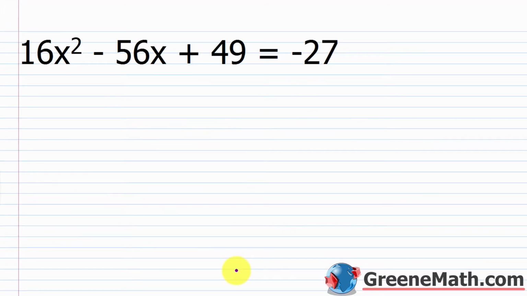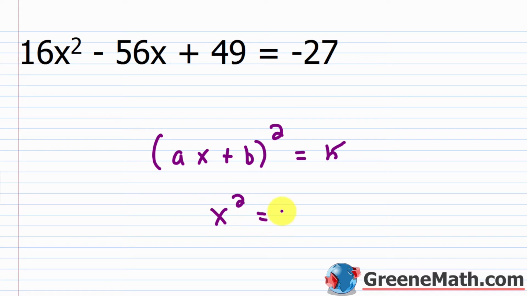All right, let's take a look at one more of these. And this problem is going to lead us into our next lesson where we talk about completing the square. So here we have 16x squared minus 56x plus 49 equals negative 27. How can I solve this for x? This currently doesn't look like x squared equals a number, or even something like this where we have the quantity ax plus b squared is equal to some number k, right? We know how to solve this one, and we know how to solve this one. But we don't know how to solve this one yet.